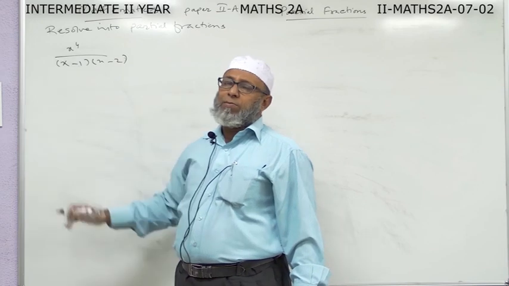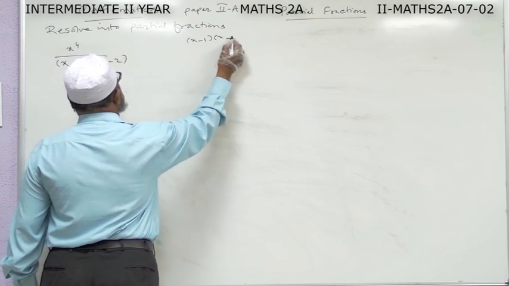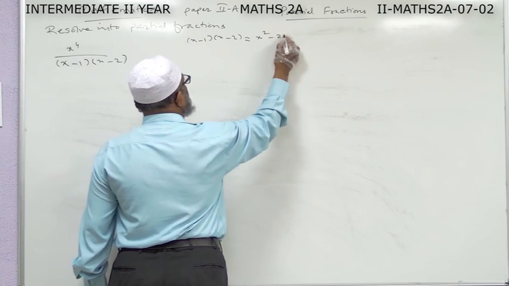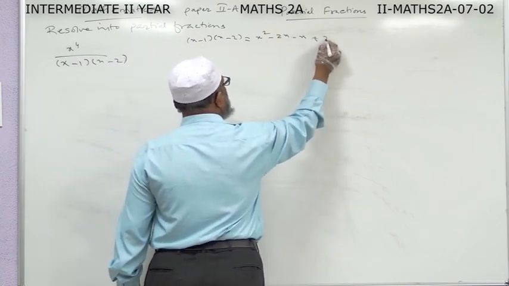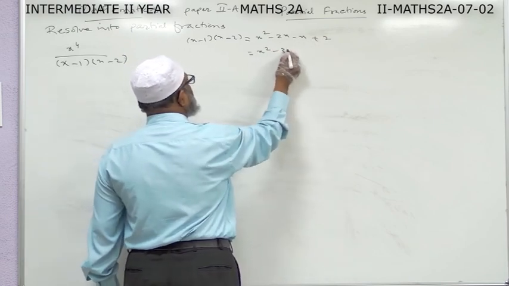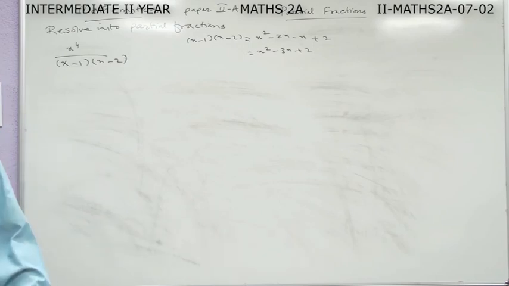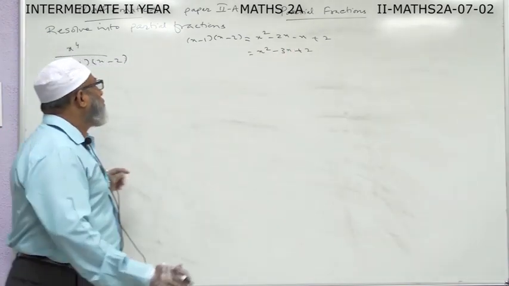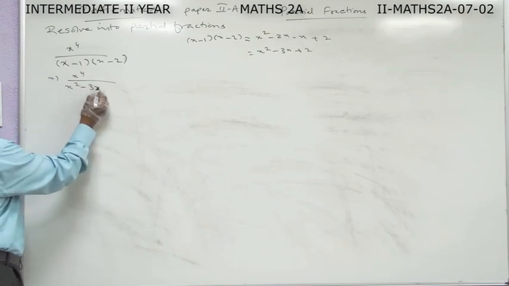See what happened on multiplying this. Now I am doing here, that is x minus 1 into x minus 2 is equal to x into x, x square, x into 2, minus 2x, x into 1, minus x, minus into minus, plus 2. Which gives me x square minus 3x plus 2, right? Therefore, if I multiply this, I am getting x square minus 3x plus 2. So it means that this is x to the power of 4 divided by x square minus 3x plus 2.